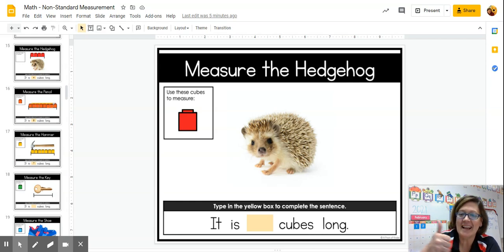20. Good job, guys. Keep counting and keep looking for numbers everywhere and keep measuring.